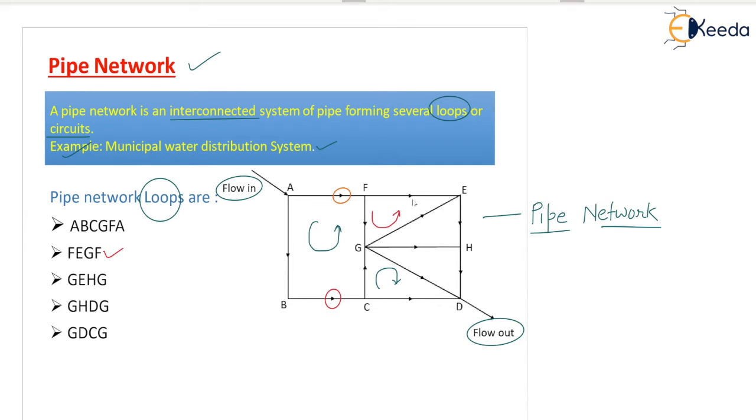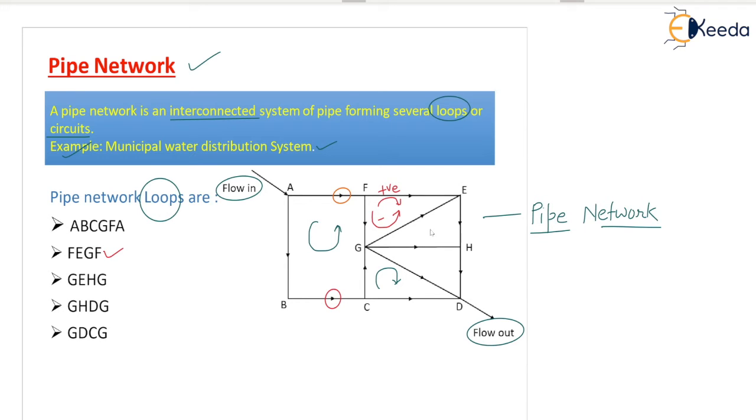So one pipe flow direction must be in the opposite direction, so that the plus and minus will give you exactly 0. This will be anti-clockwise. This is negative and this is positive. So negative and positive will be 0.